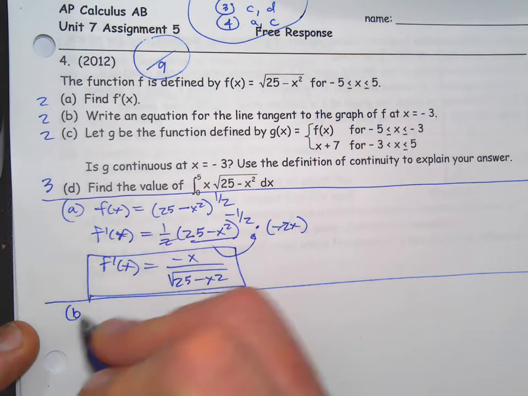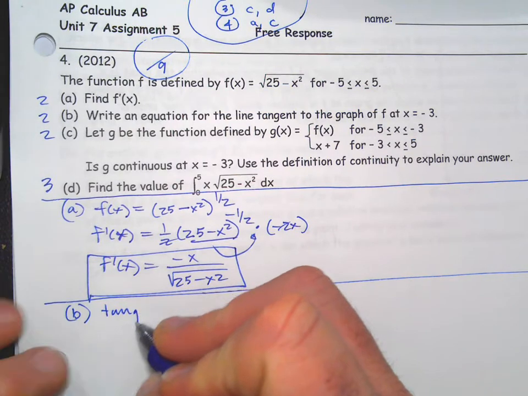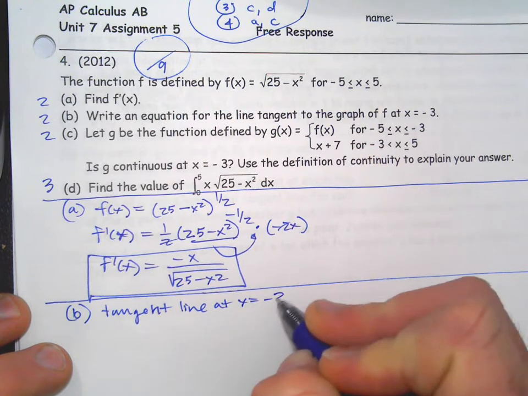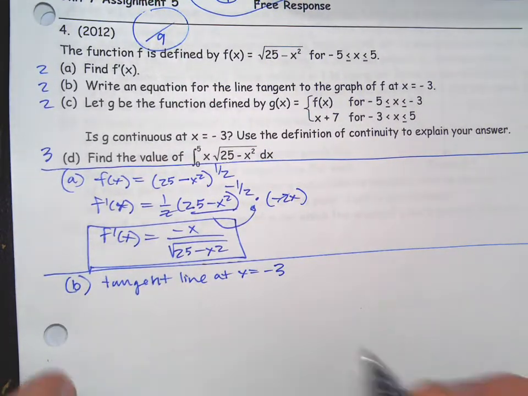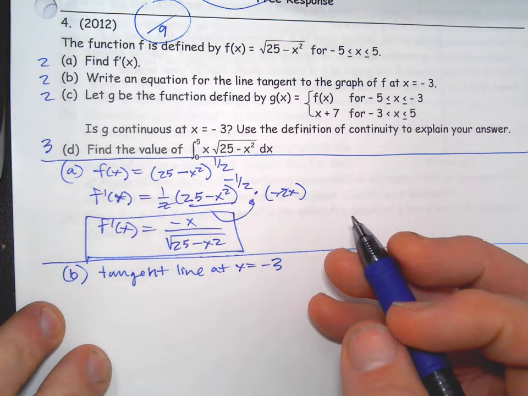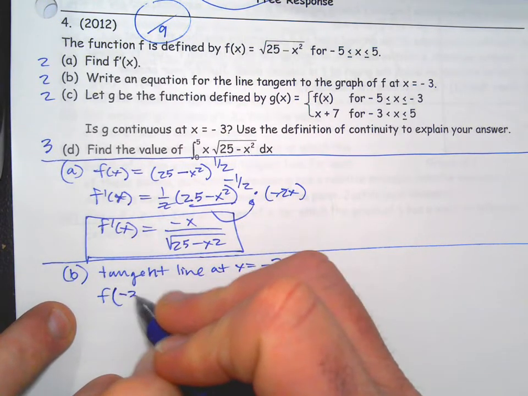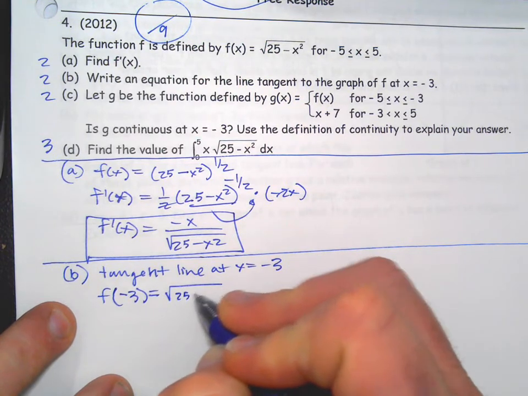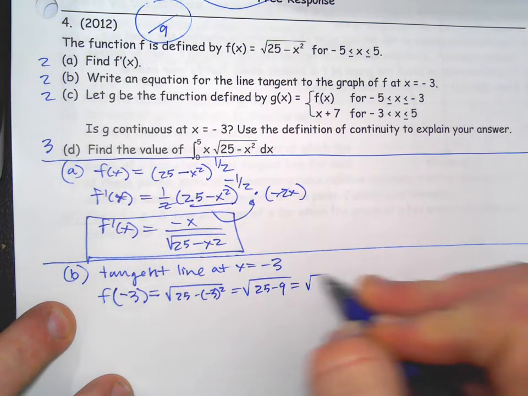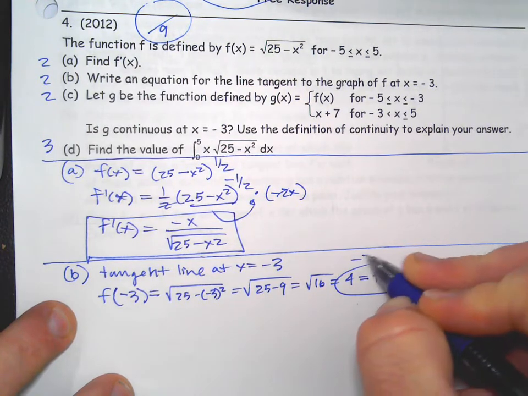Okay. B says write an equation for the tangent line at x equals -3. So I feel like we've done that a lot this year. So far, I don't think this is requiring anything from even within this unit. It's all before this. So tangent line, you need a point. So we could plug -3 into the original function and get the y value. So our point is -3, 4.